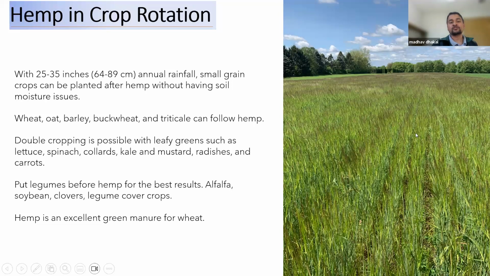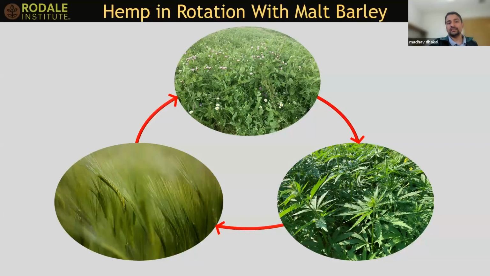This is barley, malt barley. We planted after hemp, and there's really very low weed pressure. And if we see the crop, this looks so healthy, so luscious, and it's even better than the conventional crops. So what we did was we rotated the hemp and barley with a cover crop in the middle during the winter. So the barley is actually the malt barley.